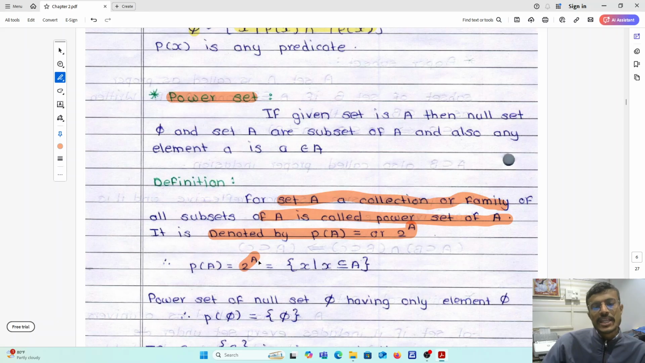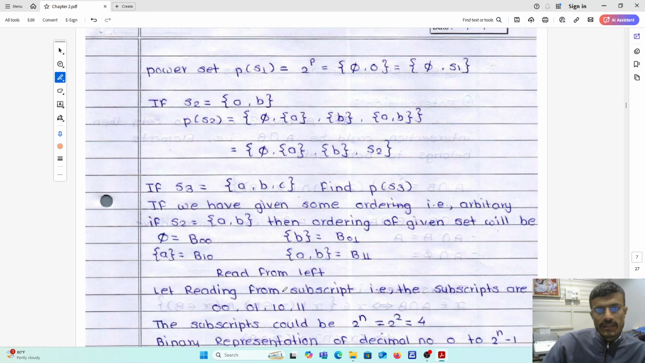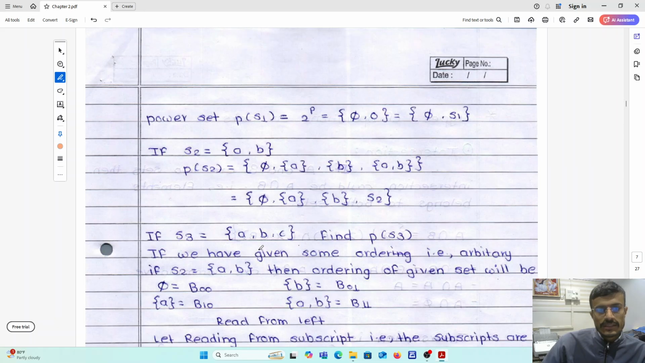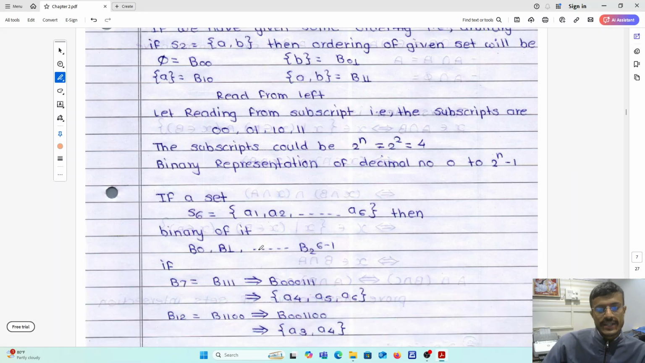Here, the exponent is the number of elements or members present in the set, that is, X where X belongs to A. Power set of the null set phi has only one element, phi. So the power set of phi equals {phi}. That is the terminology related to the power set.